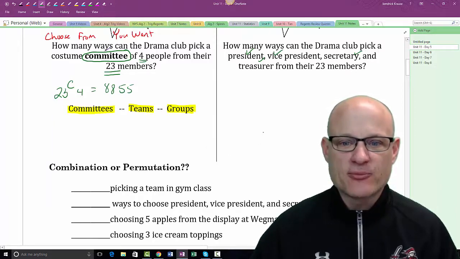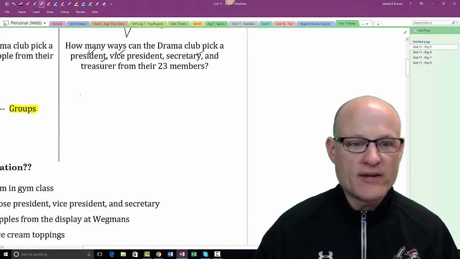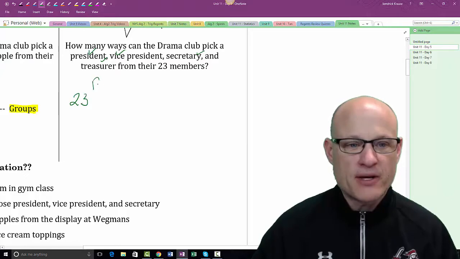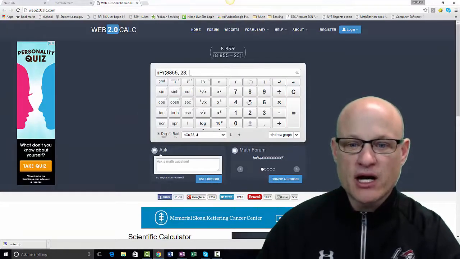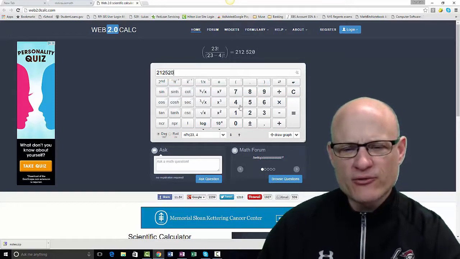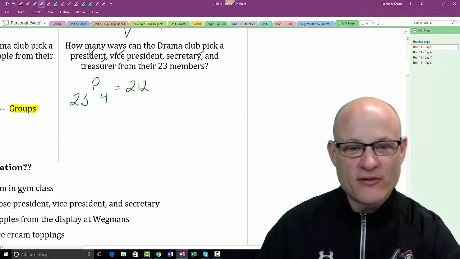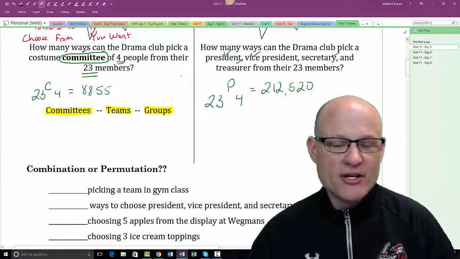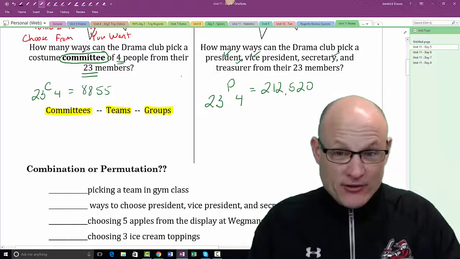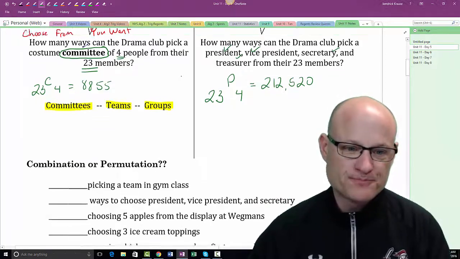So, again, on this problem, we've got 23 members, but we're going to pick 4 of them, and we're going to pick them using permutations, so you're going to see that this is a much larger number. 23 P 4 is 212,520. So 212,520 ways. Just the same amount of people, but now when you switch 2 of them, that makes a difference. With committees, or groups, it doesn't make any difference.